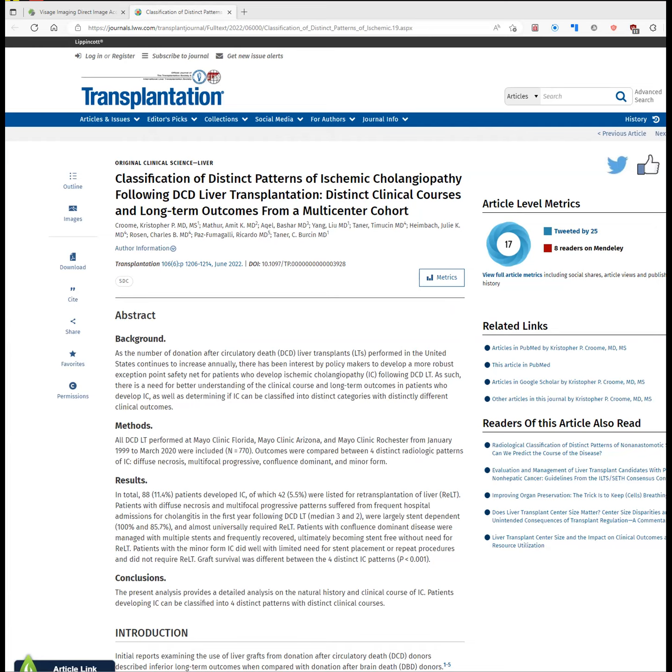Awesome. I'm glad yours is getting better so they don't need a retransplant. And I did not know about this. Every time I see biliary ischemia, I always think about hepatic arterial thrombosis, not necessarily the prolonged time, the transport time, et cetera. So, okay.